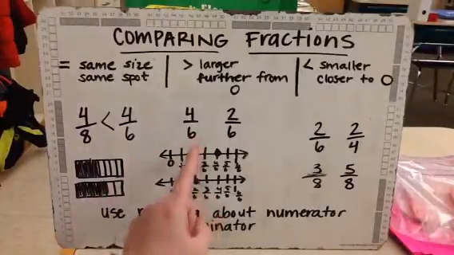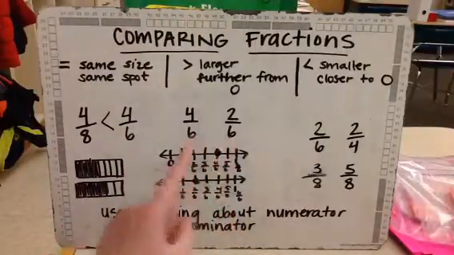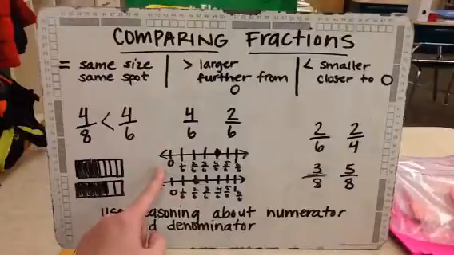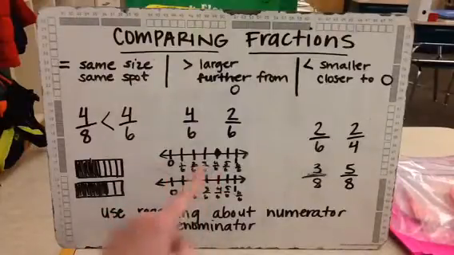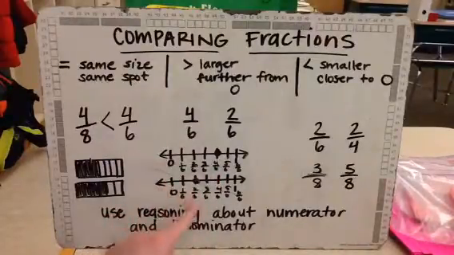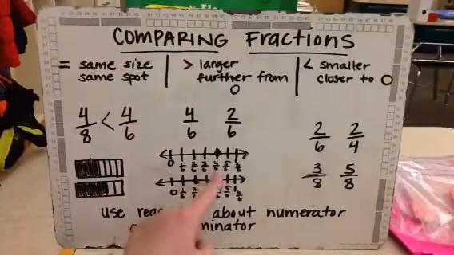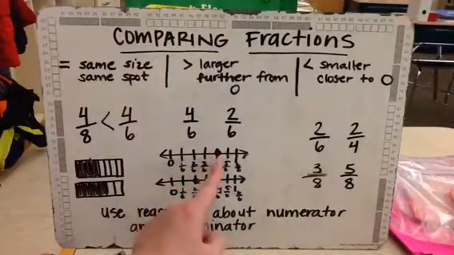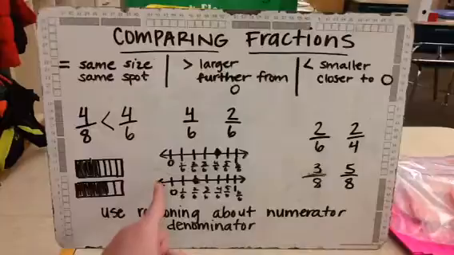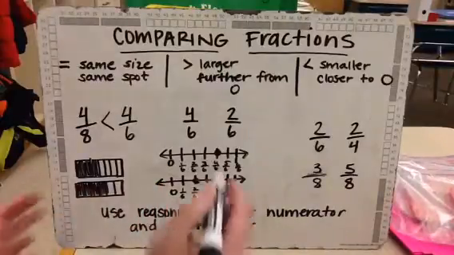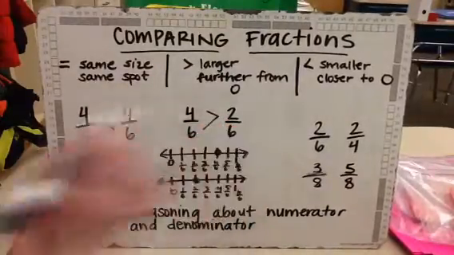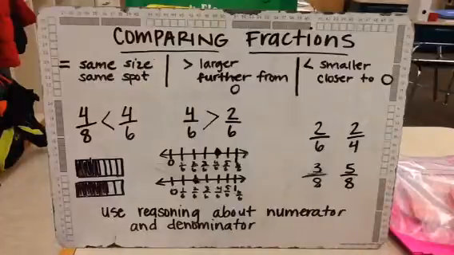Here's another example, 4/6 and 2/6. So I made a number line and I put 4/6 on the number line, and then I made a different number line and put 2/6. And I noticed that 4/6 is further from zero, and 2/6 is closer to zero, so I know that 4/6 is greater than 2/6.